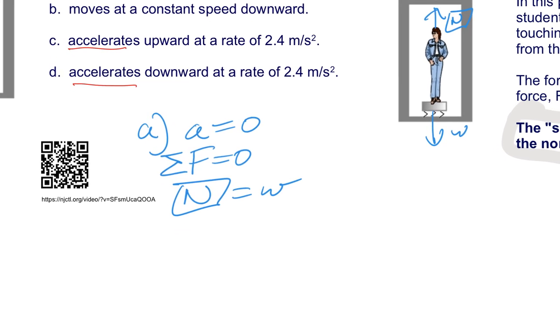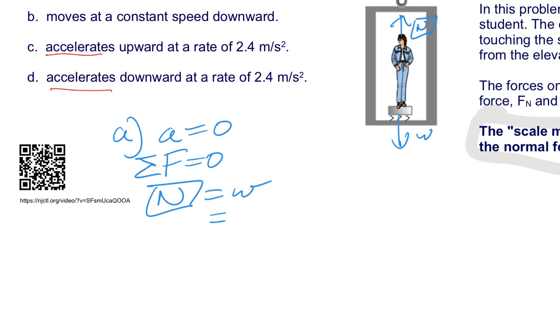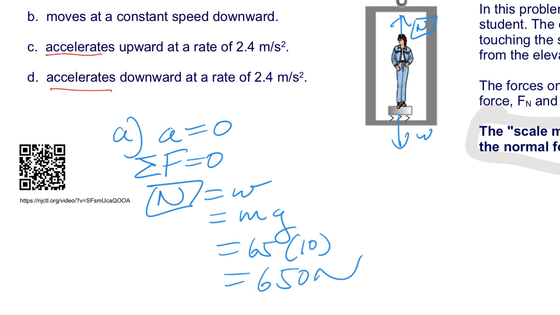So she's moving at constant speed. There's zero acceleration. There's zero net force. And the normal force, the scale pushing up against her, is equal to her weight. So that would be mg. So 65 times 10 is 650 newtons. Okay? The scale would read what she normally weighs.